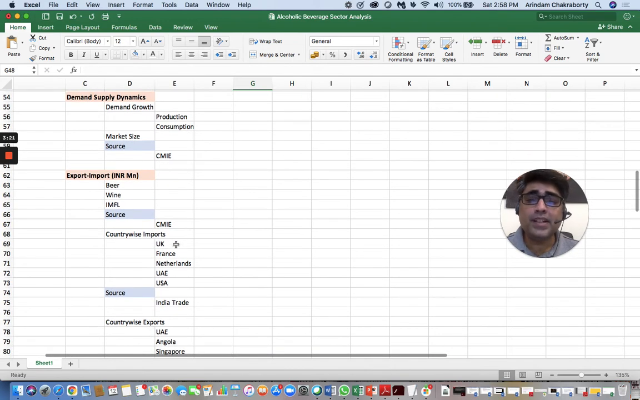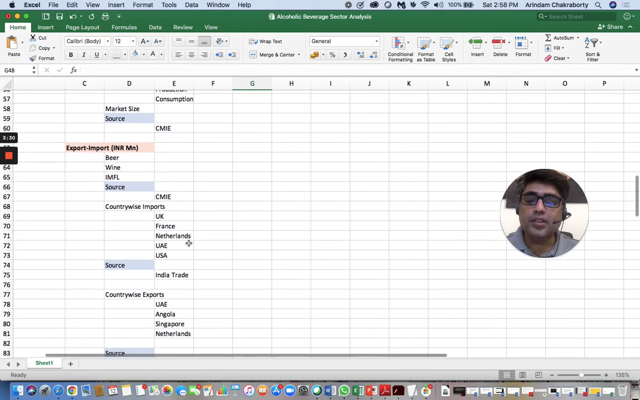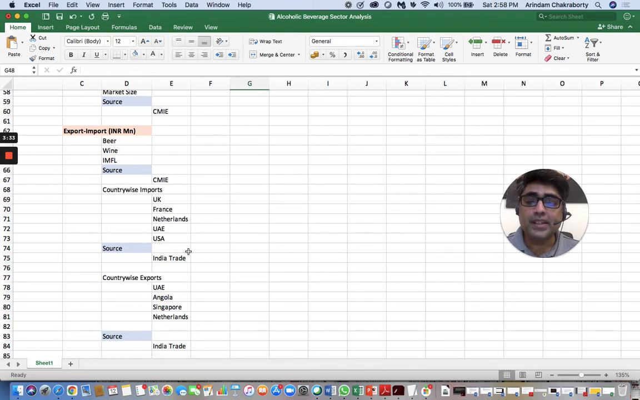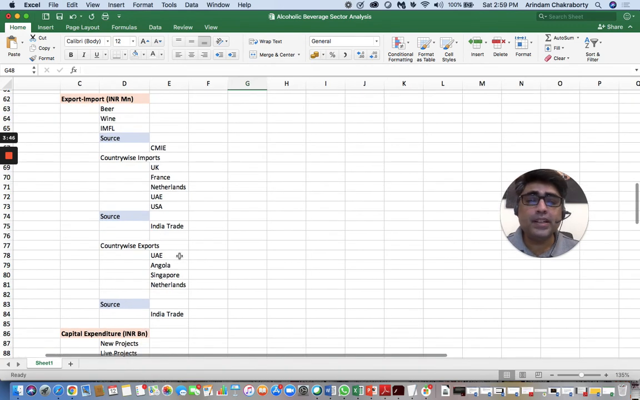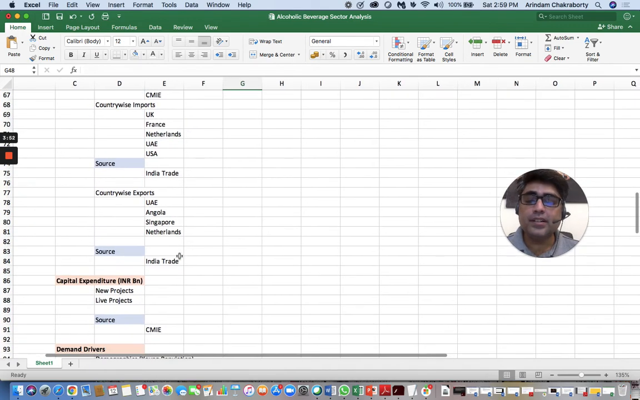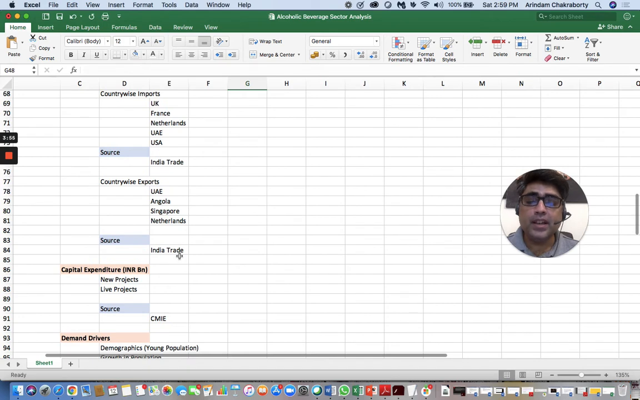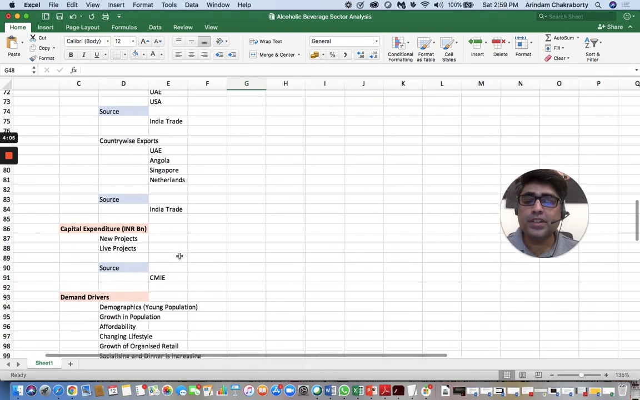Then we look at country-wise imports. The UK, France, Netherlands, UAE, and USA are the major countries from which India imports. A good source for this would be India trade. We can analyze the percentage of import from each of these countries and the volume. On country-wise exports, India primarily exports to countries like UAE, Angola, Singapore, Netherlands, and so on. Again, a good source for this would be India trade. Then capital expenditure: how many distilleries are coming up, what are the new projects, and what are the live projects which have been worked on. All this information you can get from CMI.